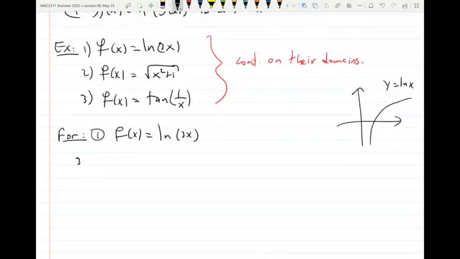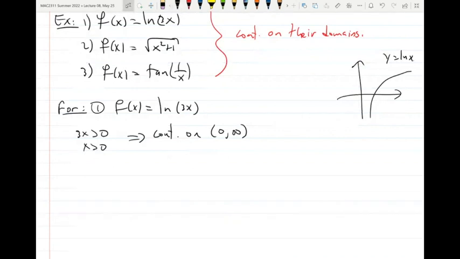So, for the domain here, you have to make sure that 3x is greater than 0, because you cannot do ln of something negative. And this means that x itself must be positive. So, where is this function continuous? On the interval from 0 to infinity. You okay with this? All right. Questions?